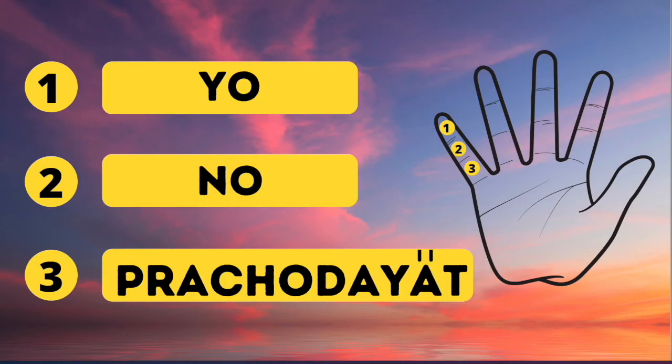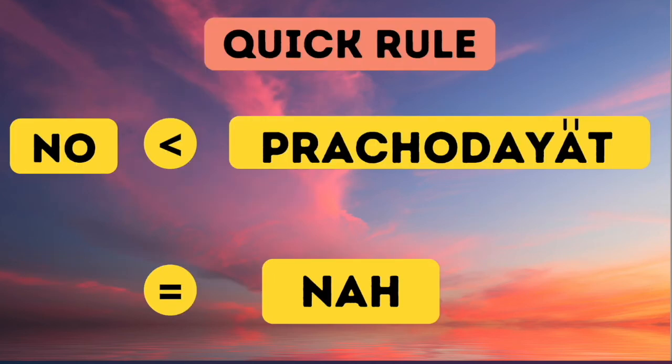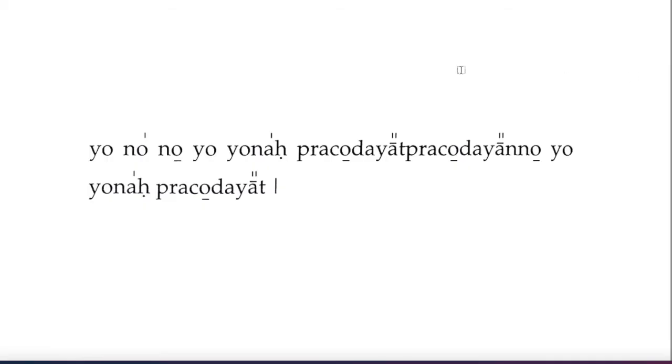We now have Yo No Prachodayat. There's a quick rule that needs to be applied. When No is before Prachodayat, it becomes Naf, because we need to apply that Visarga sound. As we can see in this particular case, No is before Prachodayat, it becomes Na, and with the Prachodayat sound, it will become Naf. We can see also it is Prachodayat, but it also transforms to Prachodayaan when Prachodayat is just before another No. So that is also a quick rule.